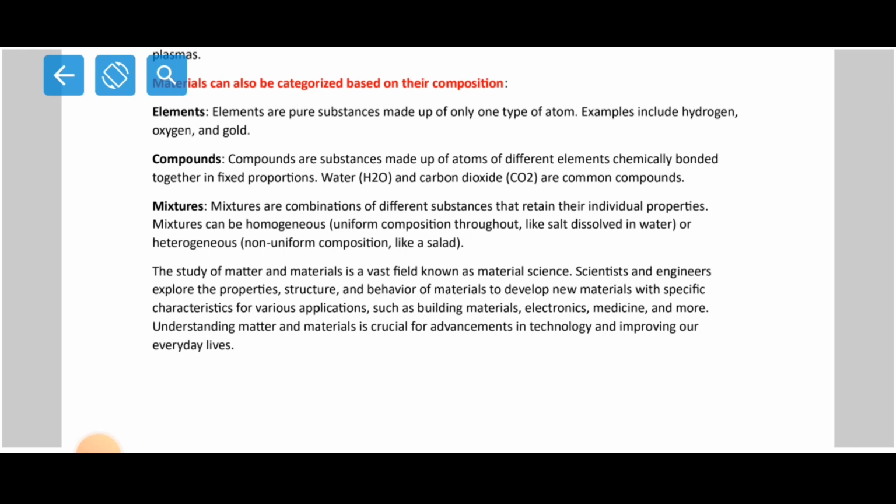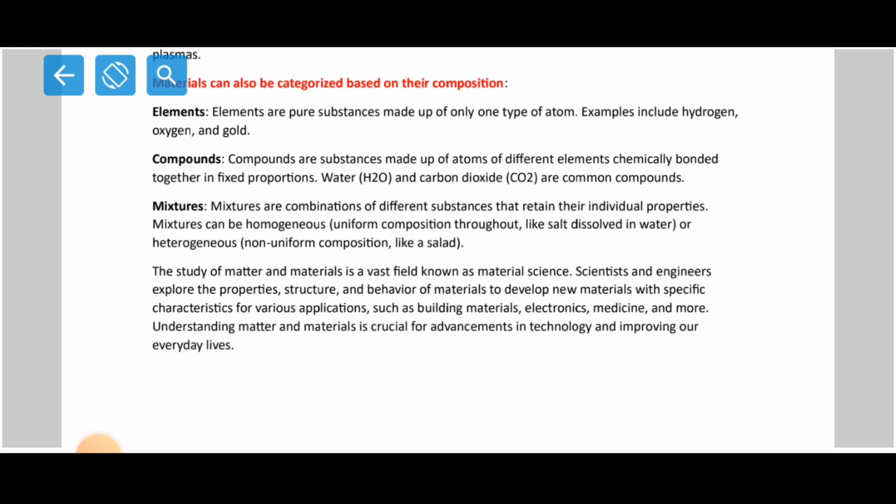So scientists and engineers explore the properties, structure and behavior of materials to develop new materials with specific characteristics for various applications such as building materials, electronics, medicines and more. See, we just sit at home, right? But the scientists and engineers are working very hard to explore the different properties materials can have, the different structures they can have, and the different behaviors they might show. All these they study, and accordingly they build new machineries, new techniques or electronics, or they also use it in the field of medication.